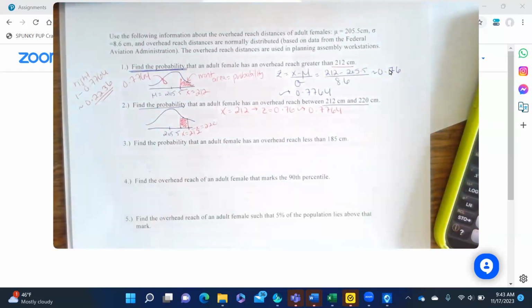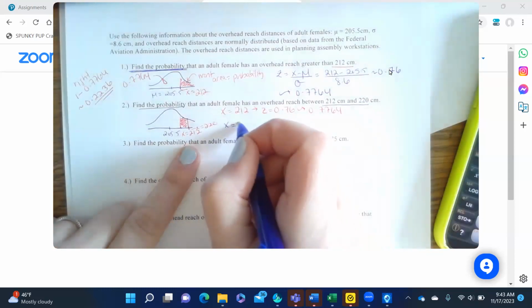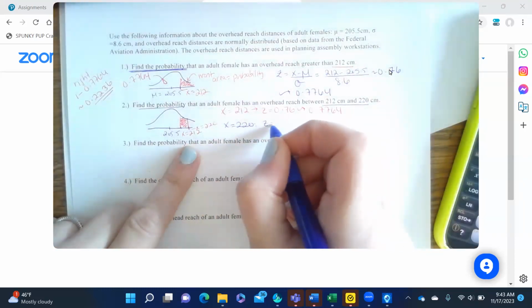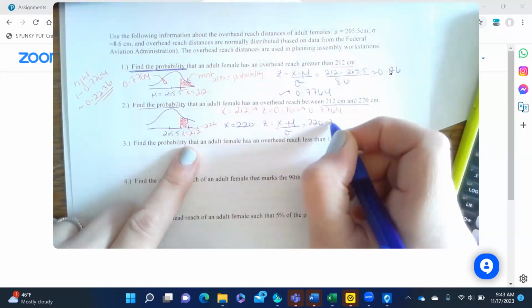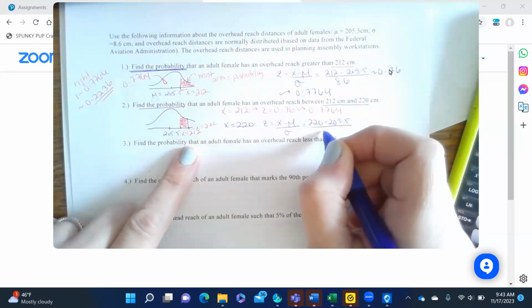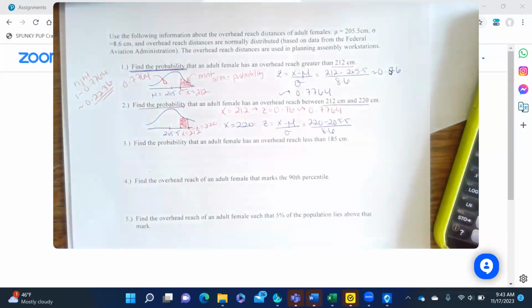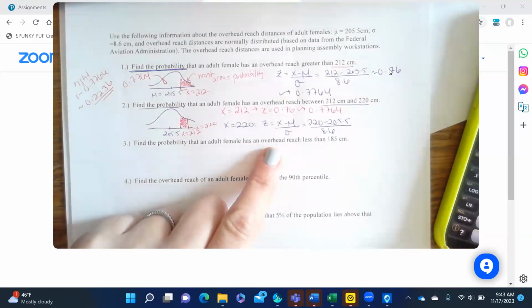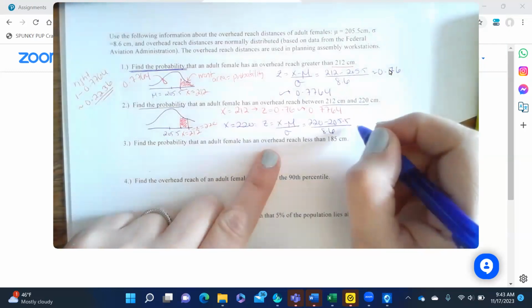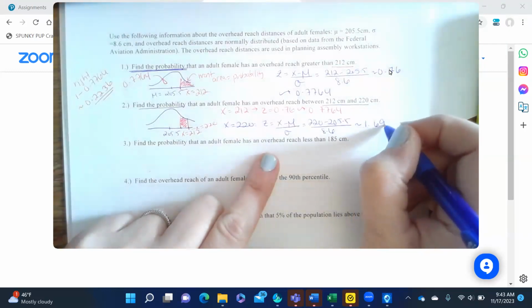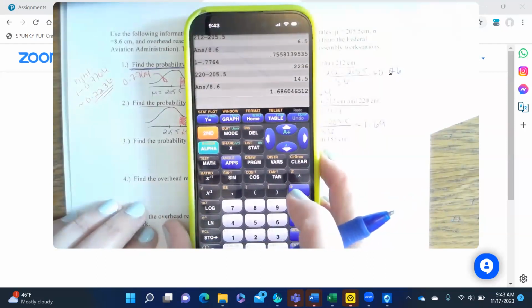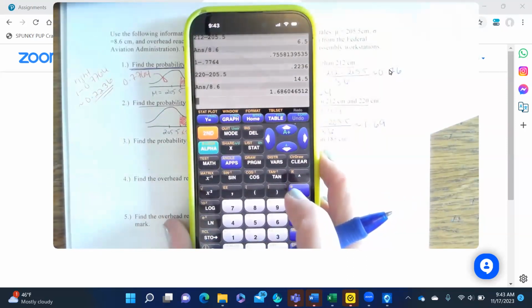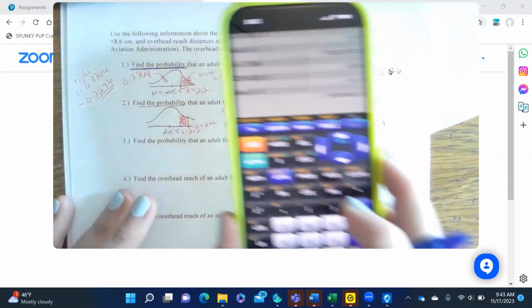Now, for the other one, I am going to have to do some work. So for 220, I'm going to do x minus the mean over the standard deviation. So 220 minus 205.5, all over 8.6. Make sure you subtract the top first. You're going to get 14.5. And then when I divide by 8.6 and I round, I get about 1.69. So again, I'm just doing it right on my calculator here and then rounding as needed. Z-scores, we most often round to 2 decimal places, although there are a couple of exceptions.